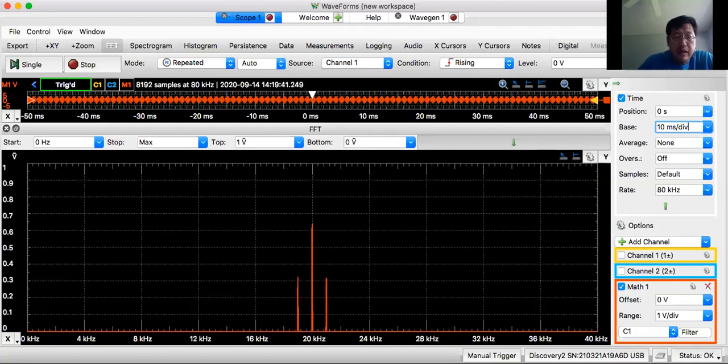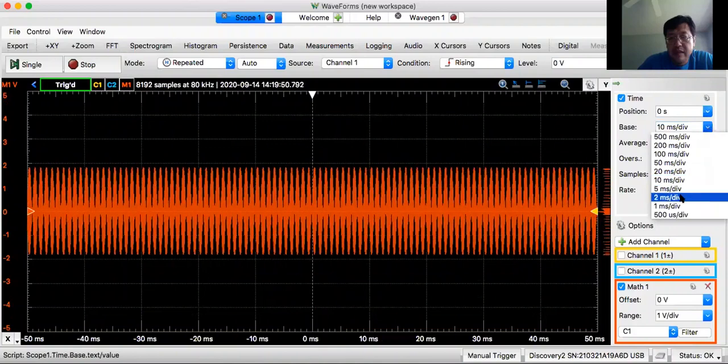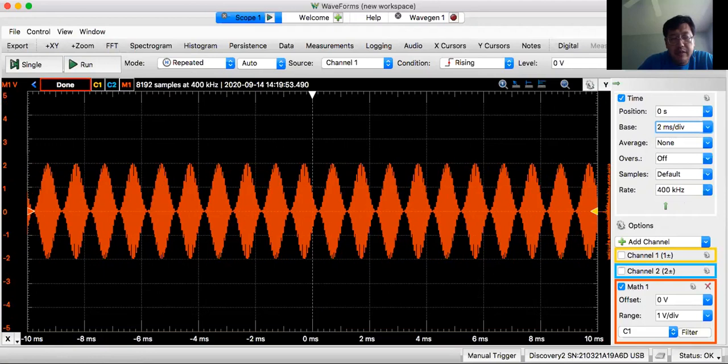Most radios do not send out a single tone. Right now we are just sending out a single tone. Most radios will carry the human voice. When we talk about the human voice, we are not talking about a single frequency. For example, the human voice is about 300 Hertz to 4,000 Hertz.